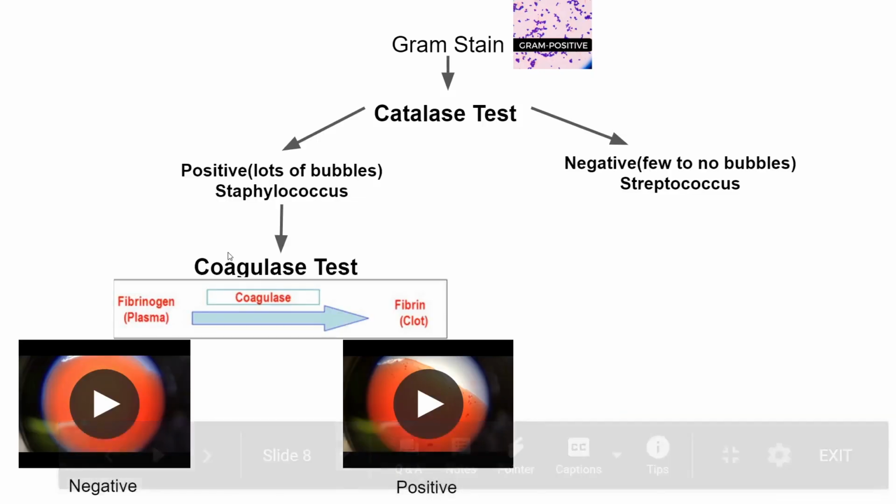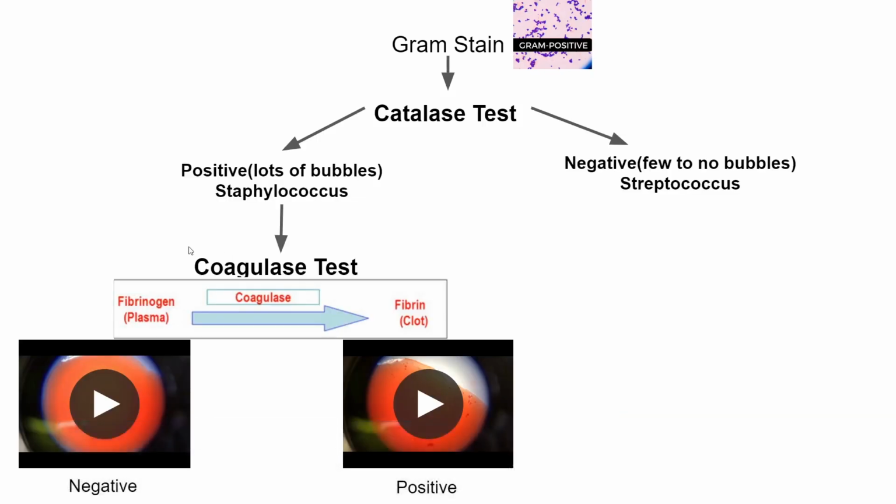catalase enzyme. Now that we have separated them into the two genera that we are looking at today, we can try to identify the species that we are working with. Let's start with our positive catalase result that identified our Staphylococcus species. The next step would be performing a coagulase test to determine if we have a pathogenic Staph aureus or the mostly non-pathogenic Staphylococcus epidermidis.